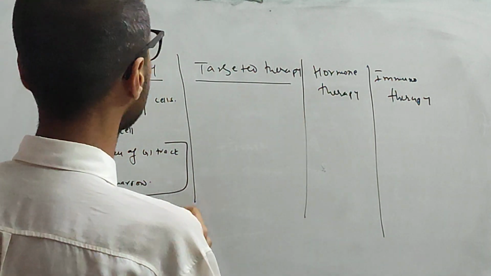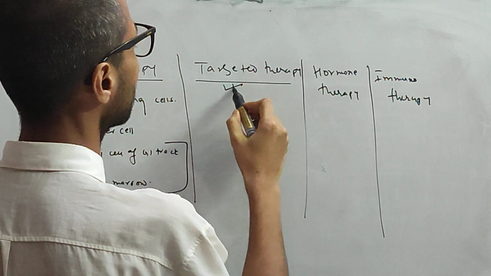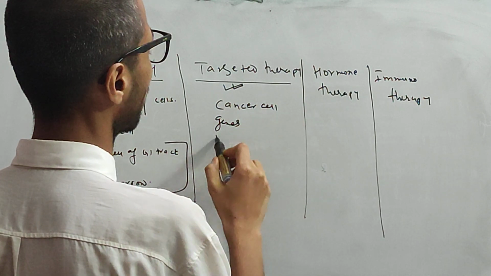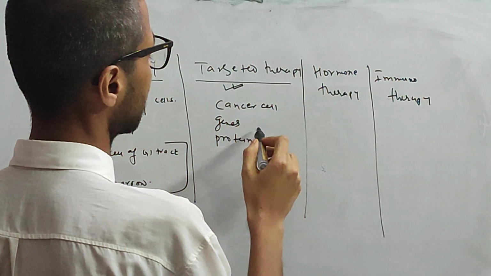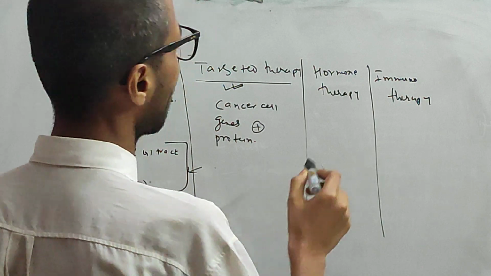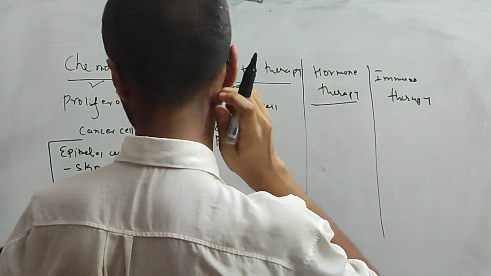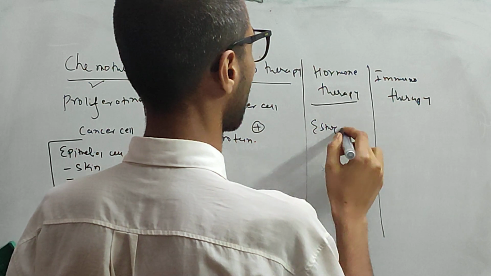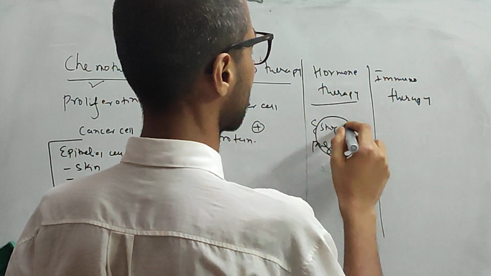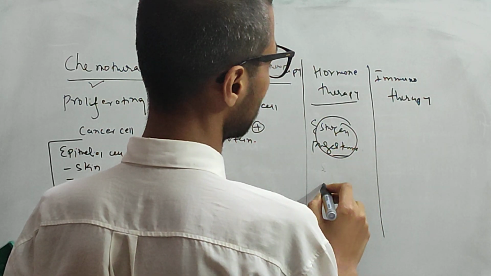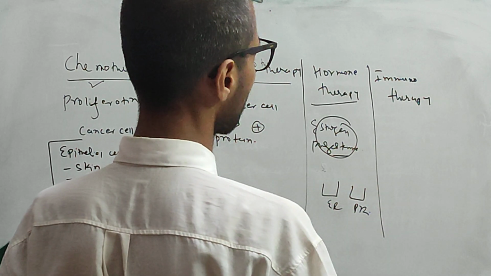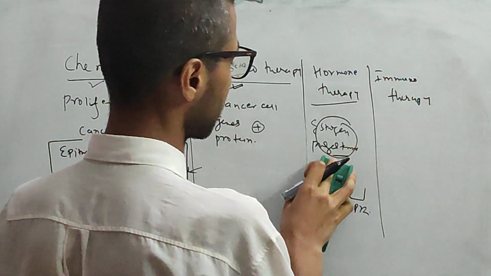But what is the difference between chemotherapy and targeted therapy? It targets cancer cells, so the genes and proteins present in cancer cells. That's why these systemic side effects do not occur in targeted therapy. And hormone therapy, you might have heard about estrogen, progesterone. So estrogen and progesterone cause proliferation of the breast cancer cells. So when you inhibit these receptors, the estrogen receptor and progesterone receptor, then that also hurts the growth of cancer cells.